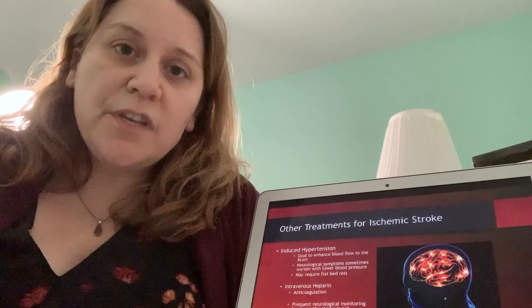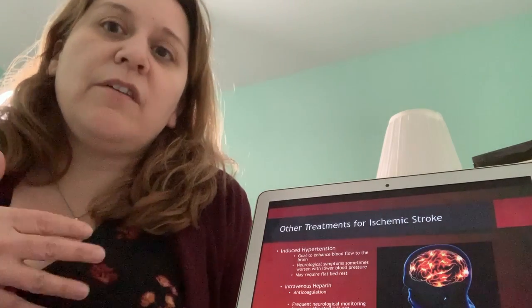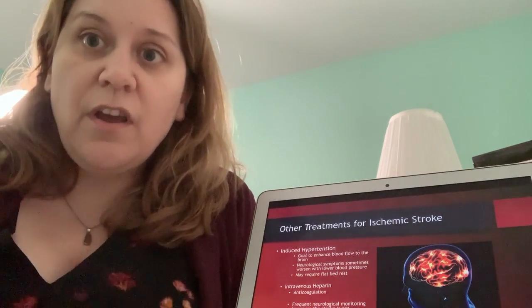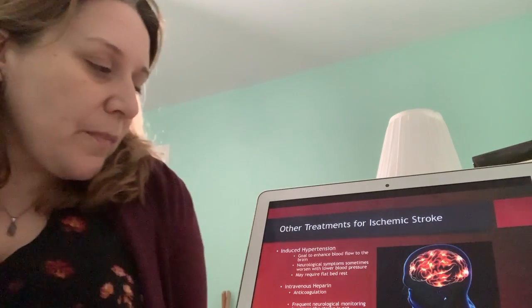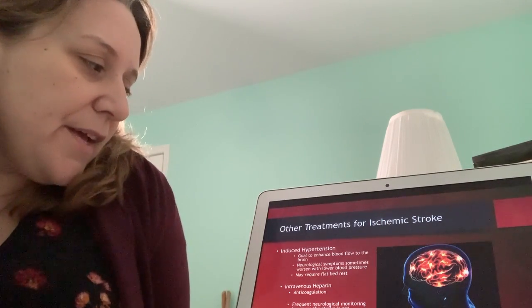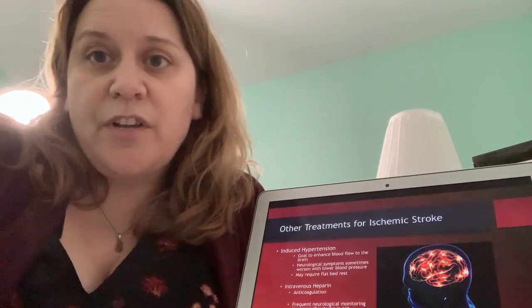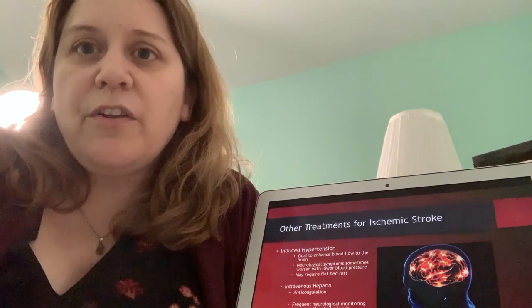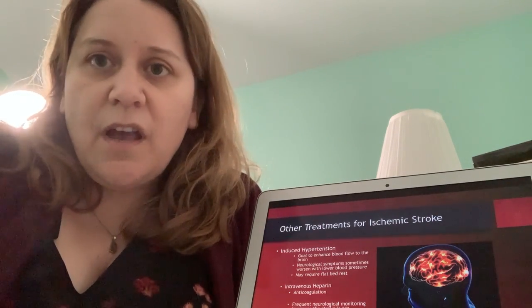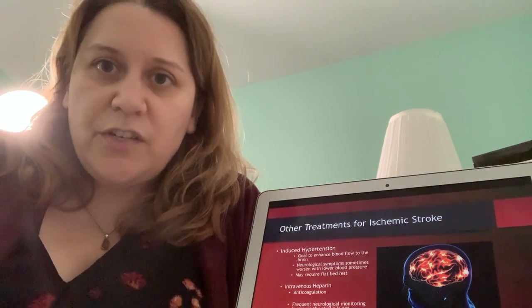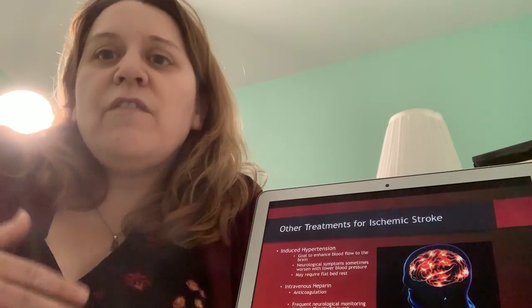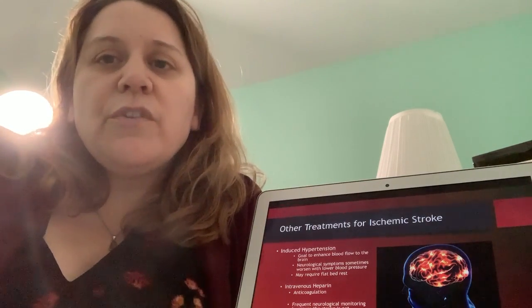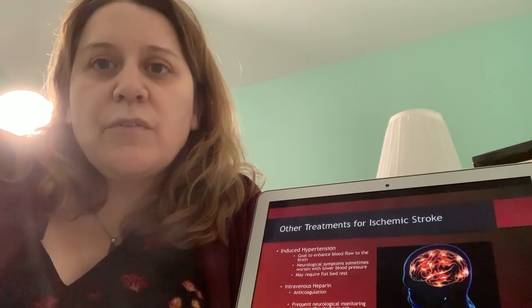Other treatments for ischemic stroke would be anticoagulation. Sometimes these patients will be on a heparin drip, and induced hypertension. I mentioned that a little bit earlier. The take-home point is, even if the patient did not receive TPA or a mechanical thrombectomy, if they have an acute stroke, they still require close neurological monitoring.